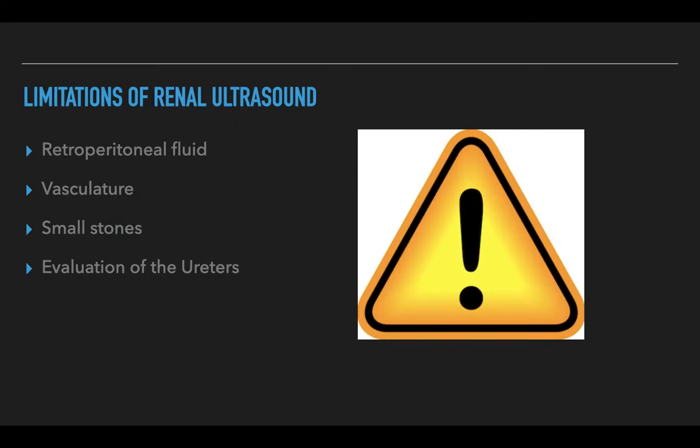There are limitations for renal ultrasound. Your ultrasound is not so great at looking for retroperitoneal fluid. It also is not so great when it's distinguishing your vasculature from your collecting system, and you definitely have to put color flow on that renal sinus area to be able to distinguish the two. And then when it comes to small stones, ultrasound is not very sensitive for looking at those. I think that it's about 60% sensitive.